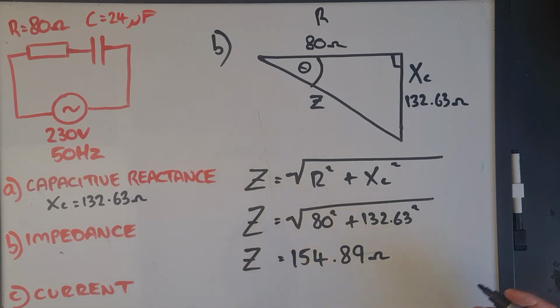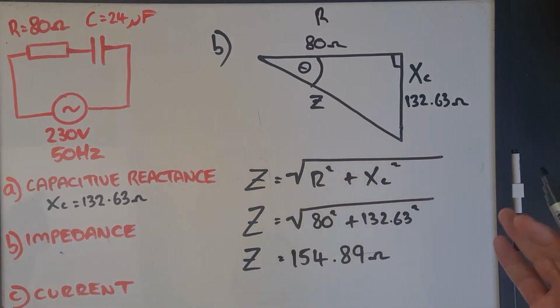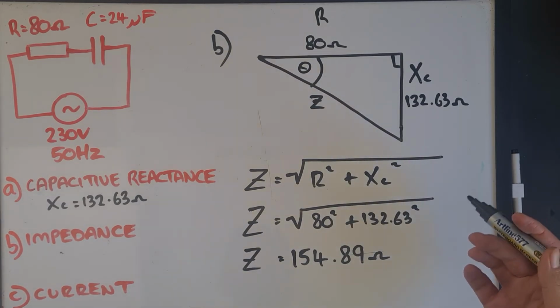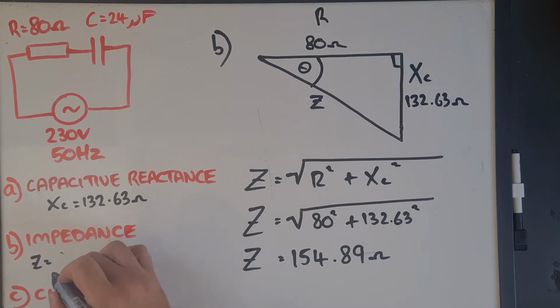There you go. So again, just remember the unit that we're using here. Any opposition to current flow, whether it be resistance, capacitive reactance, inductive reactance, or impedance, they're all going to be measured in ohms. So again, I'll take that value and pop it over here underneath the question.